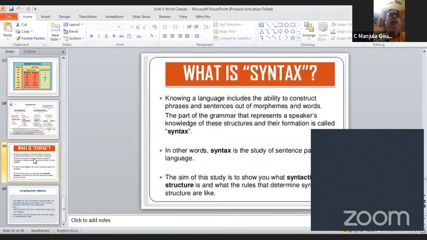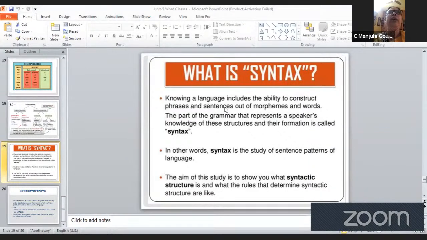Yes. Now look at this, a small note that I have written about this part. Syntax is knowing a language, including the ability to construct phrases and sentences out of morphemes and words. This is the last topic that we have learned in the unit: how to construct phrases and sentences out of words. That is very important. The part of grammar that represents a speaker's knowledge of these structures and their formation is called syntax. In other words, syntax is the study of sentence patterns of languages.